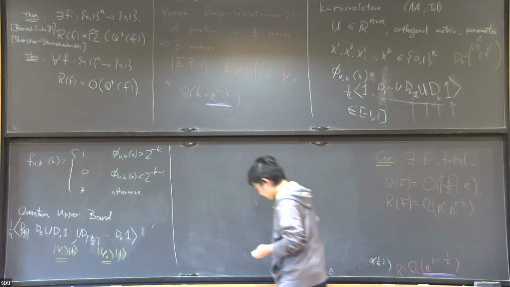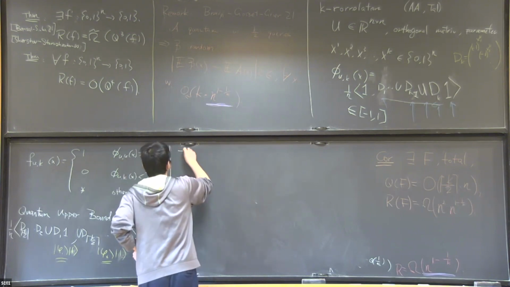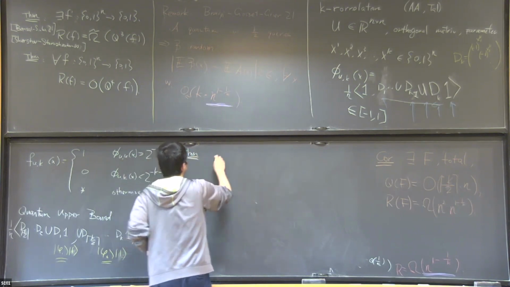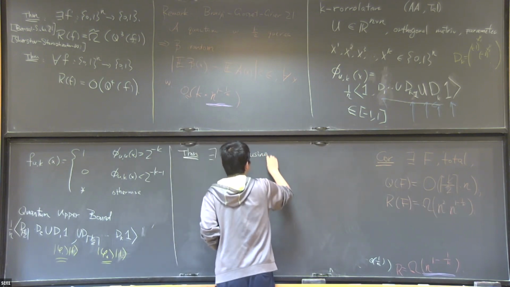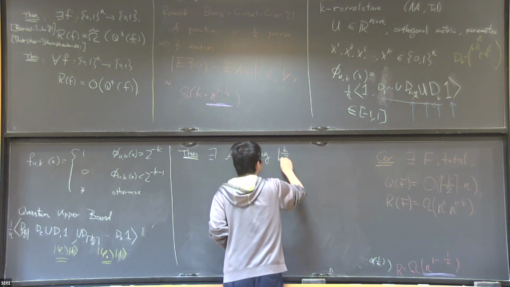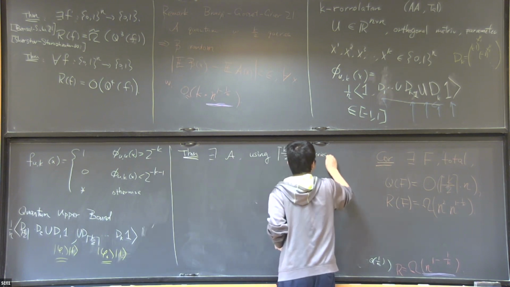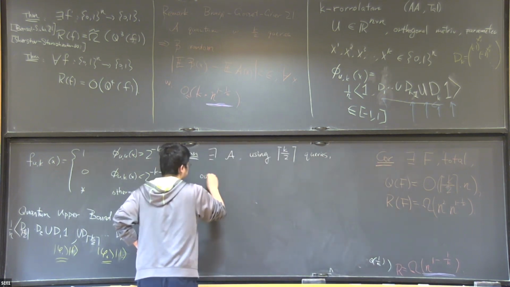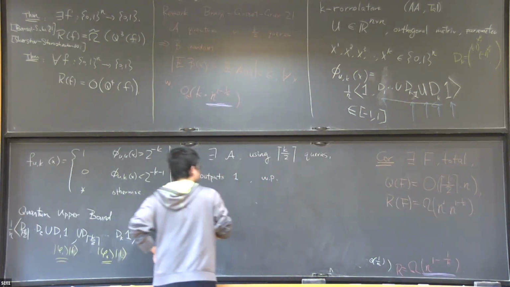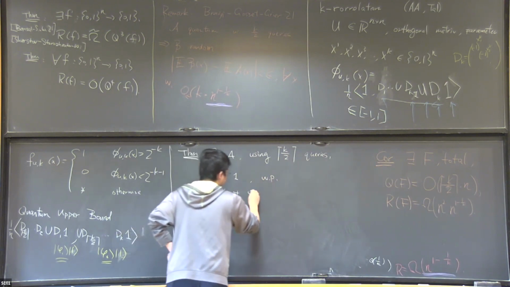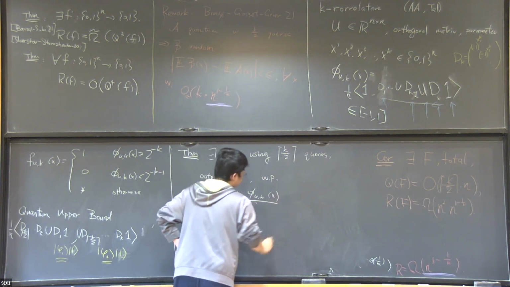And let me be a little bit more precise. The theorem: there exists an algorithm A using K over two queries that outputs one with probability (1 plus the relation function) divided by 2.